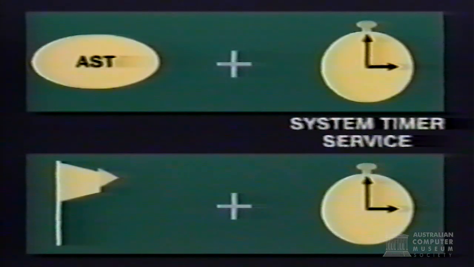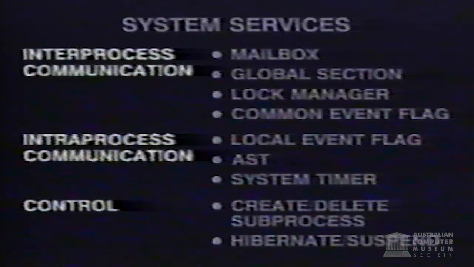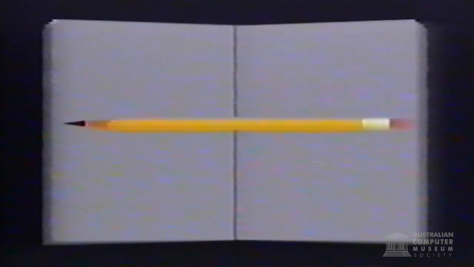An AST, or event flag, is often used in conjunction with a system timer service. Several services are used to schedule program activities based on clock time. System services, whether used for inter-process communication, intra-process communication, or for control of other processes, are often used by programmers to facilitate application development. This completes Lesson 2.